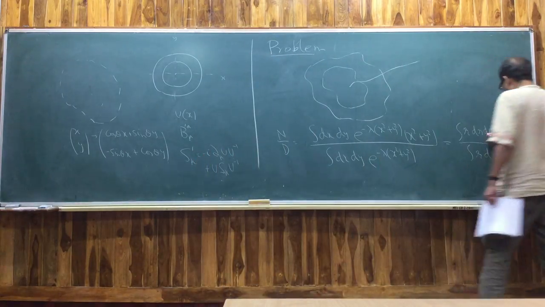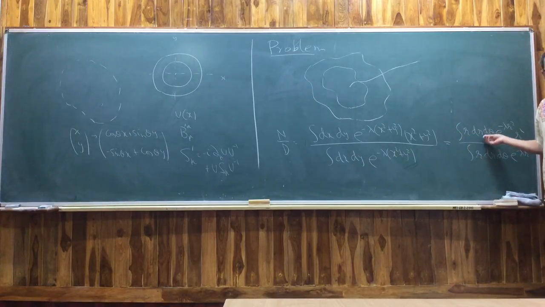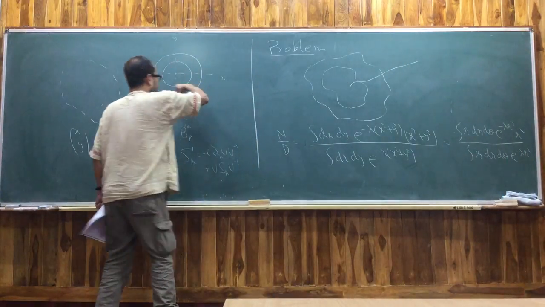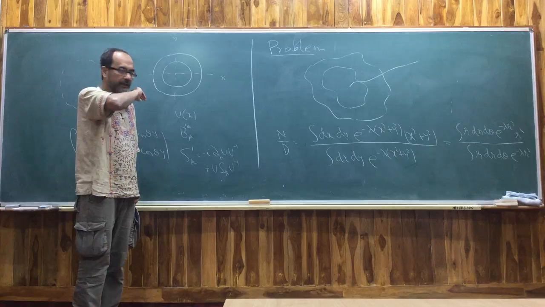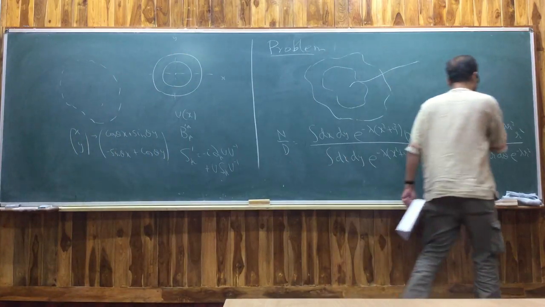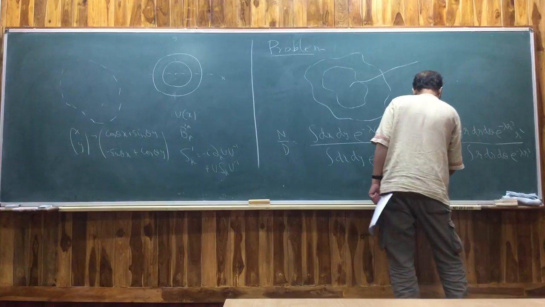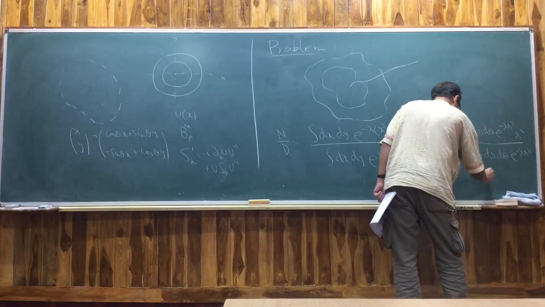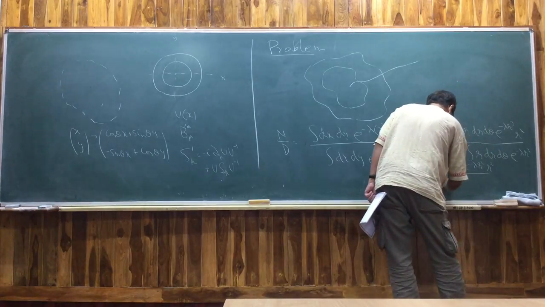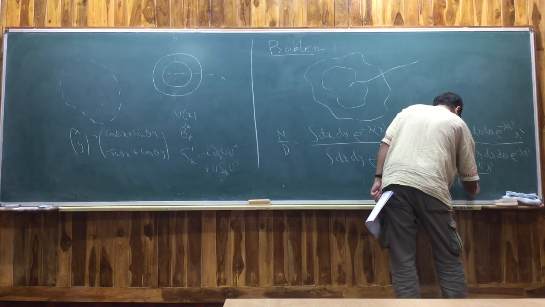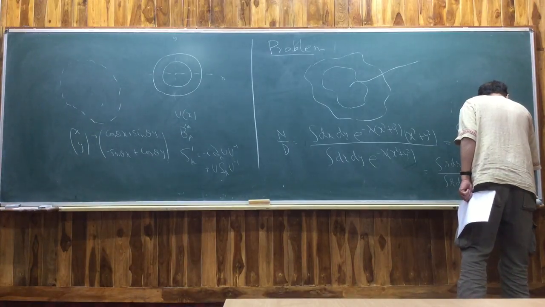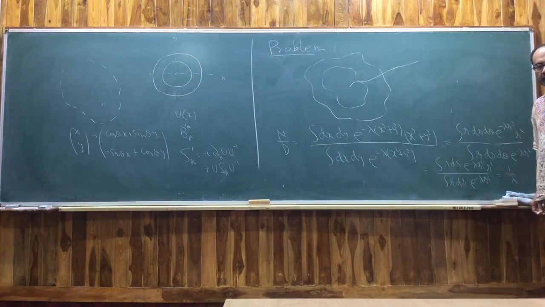And so now the idea is that the theta integral can be factored out. This is in fact the gauge direction. The theta integral is what is moving you along the gauge orbit. So the theta integral can be factored out, and we get integral r dr e to the minus lambda r square divided by integral r dr e to the minus lambda r square, and this is 1 over lambda. This you can check. These are elementary integrals that you can easily perform.